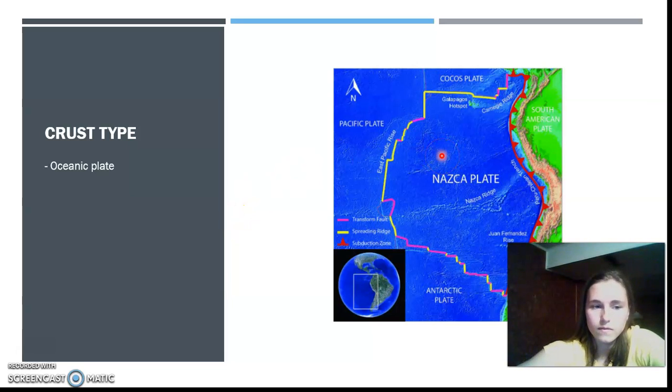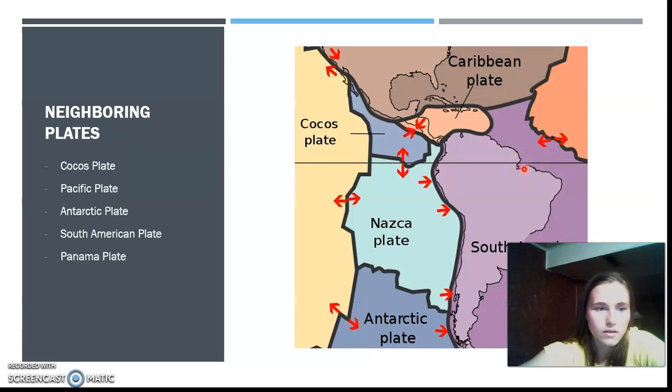Alright, the crust type of the Nazca plate is oceanic. As you can see, it is all water. And I believe that is actually on the South American plate, this little bit there.